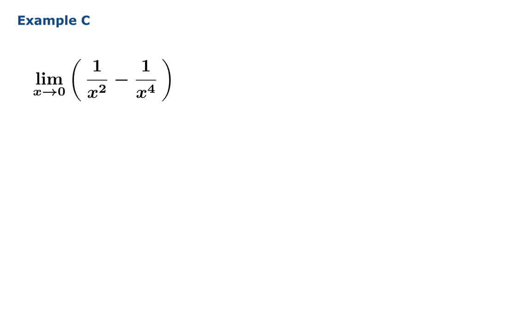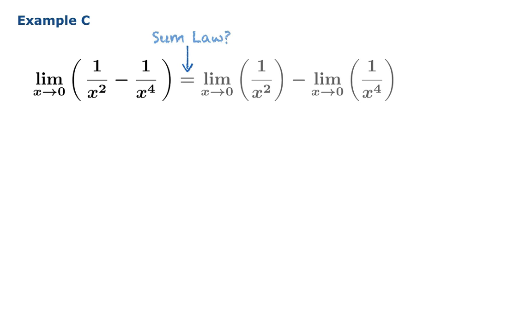Suppose we want to find this limit. We could naively attempt to use the sum law, but we would find that the first limit is infinity and the second limit is negative infinity. This is one of these indeterminate forms. So we're not going to be able to simply evaluate it as is.